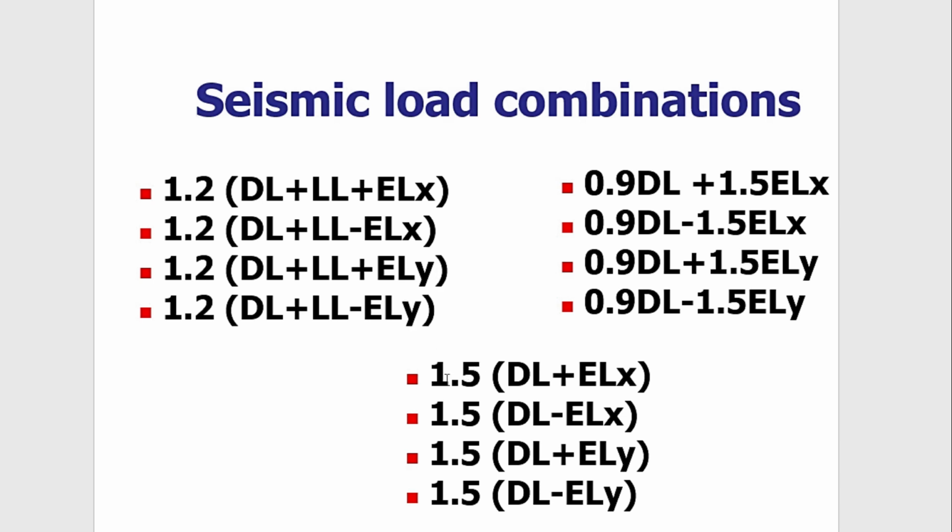Then the second combination is 1.5 DL plus 1.5 earthquake load along X. Same way it is minus along X, this is plus along Y, and this is minus along Y. And the third set is 0.9 DL plus 1.5 earthquake load along X direction, 0.9 DL minus 1.5 earthquake load along X direction, and same is repeated plus and minus for Y direction. But in this, only X or only Y direction load is considered in the combination.